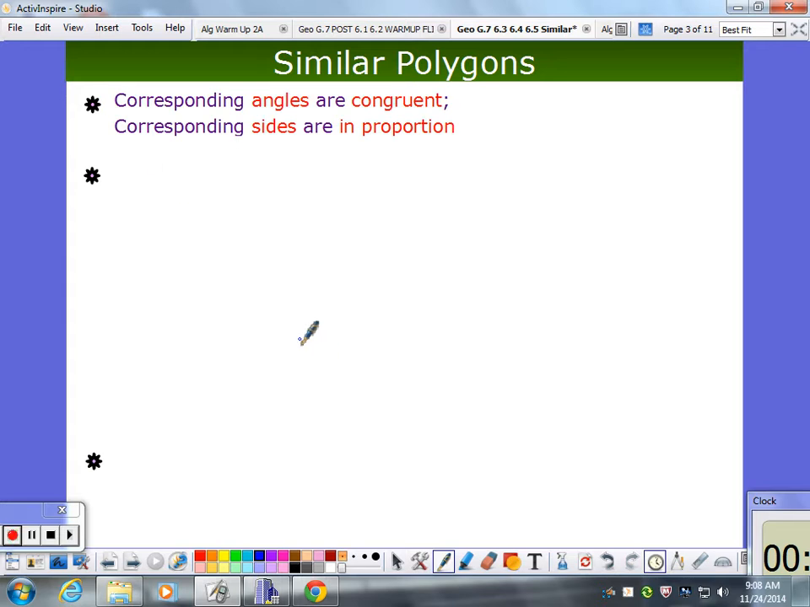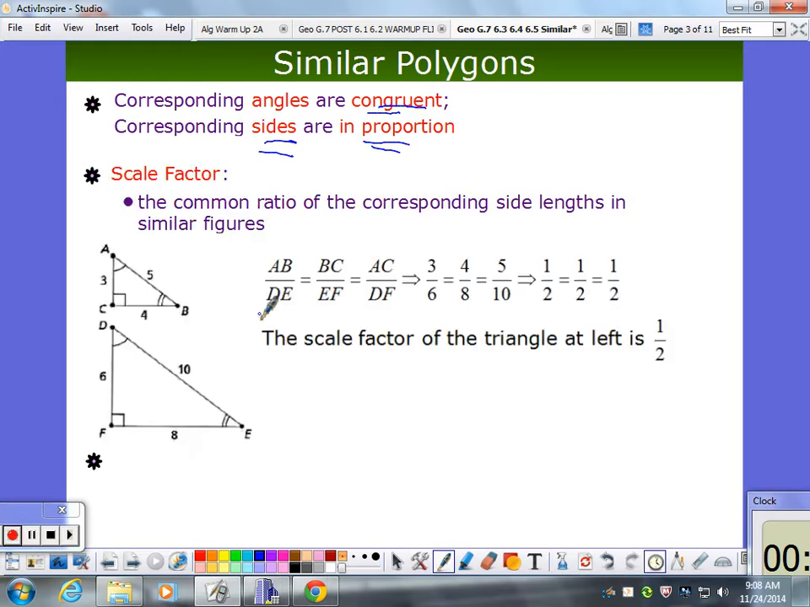So when you have similar polygons, corresponding angles are congruent. That's just like when we did congruent triangles. All the angles are congruent. However, the sides are in proportion. So we use something called scale factor.